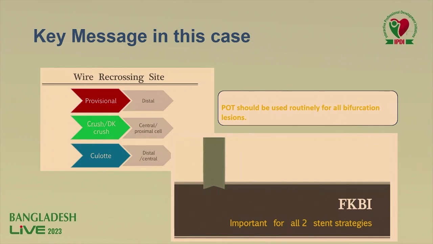So the key messages in these cases are: wire recrossing site for the DK crush technique, proximal optimization (POT) should be used routinely for all bifurcation lesions, and final kissing balloon inflation is important for all two-stent strategies.